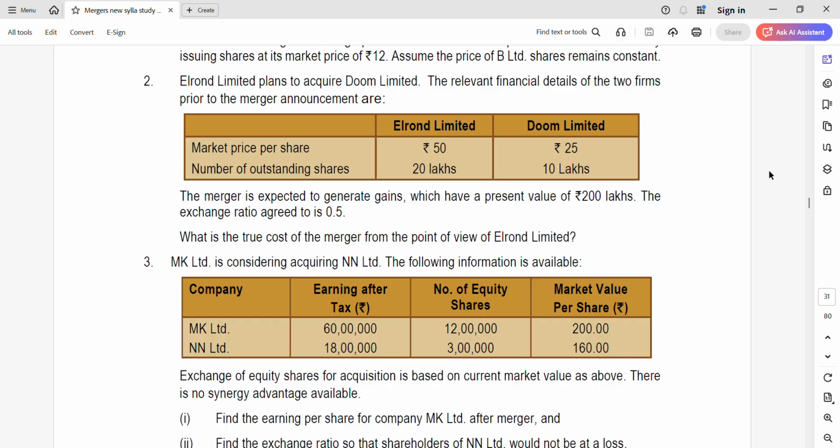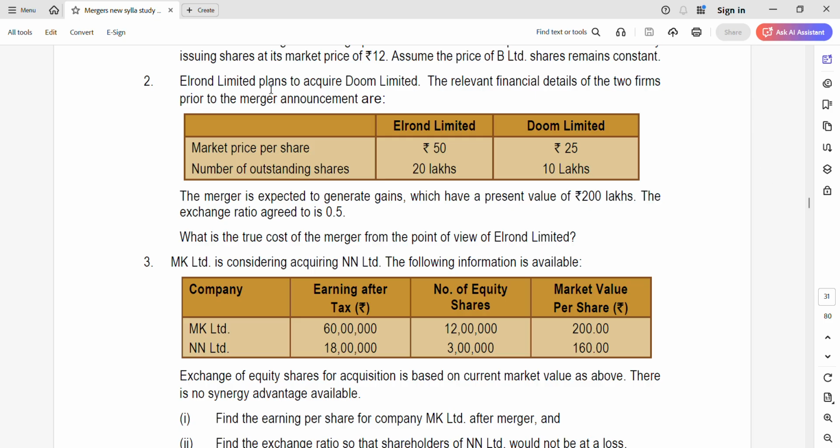Let's quickly take a look at two important questions which will be very handy for you for your valuation, because small questions will come for 2 to 5 marks. So immediately, if you secure that, it's going to be very easy. I'll be sharing as many problems as possible so that tomorrow, if these questions come, it's going to be very useful for you.